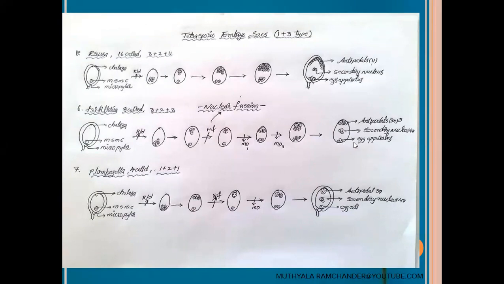And at the micropylar region, 4 haploid cells are present. They act as the egg apparatus. Middle cell acts as an egg cell. Lateral 2 cells act as synergids. And at the chalazal region, 3 triploid cells are present. The 3 triploid cells act as antipodals.